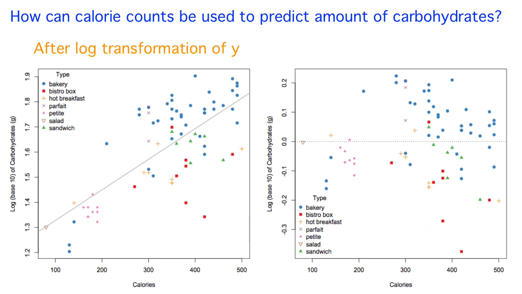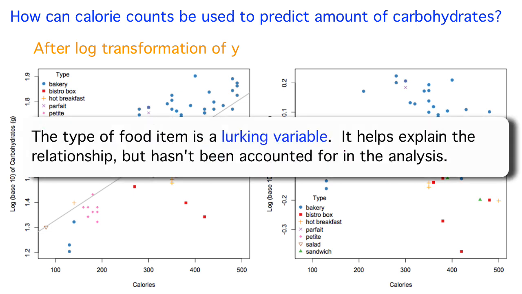This illustrates a common error made in carrying out regression. The common mistake is to treat data from different groups as if they all came from one big group. In this case, the type of food item is a lurking variable. That is, it is an important variable that helps explain the relationship between carbohydrates and calorie count, but it hasn't been accounted for in our previous analysis.